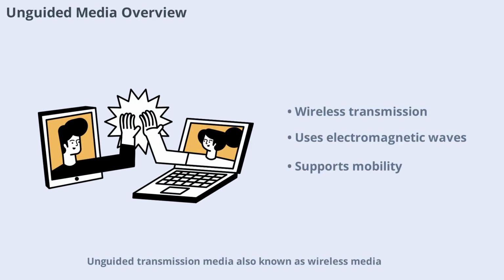Unguided transmission media, also known as wireless media, transmit data through the air using electromagnetic waves. This category includes radio waves, microwaves, and infrared signals. Wireless media are essential for mobile devices, Wi-Fi networks, and long-distance communication where cables are impractical. Let's look at the main types of unguided media and their applications.